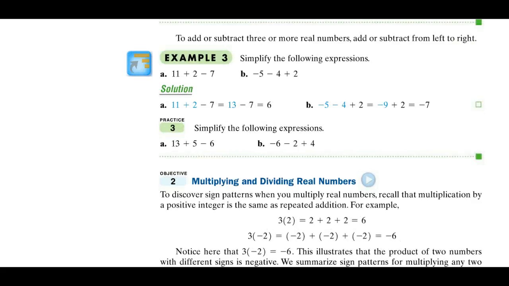Okay. In example 3, the strategy might be group your like terms together. This gives you a 13 minus 7. And then now it's just simple subtraction. And this will give you a 6.